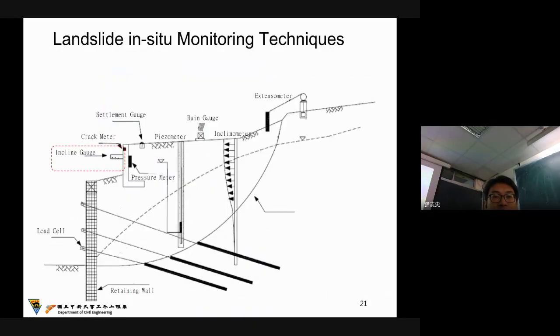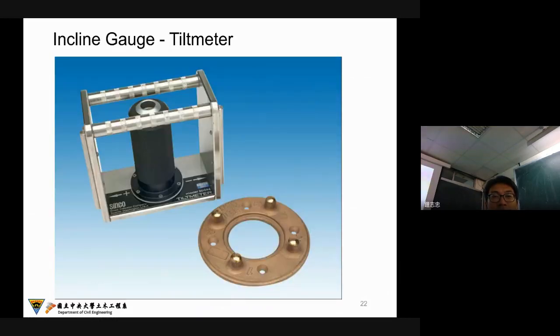And next, I would like to show you some inclination measurement. This is the very typical one, what we call the tilt meter. This is the manual one. This is a single axis measurement. So for this one, you can use it to measure the tilt degree in this direction.